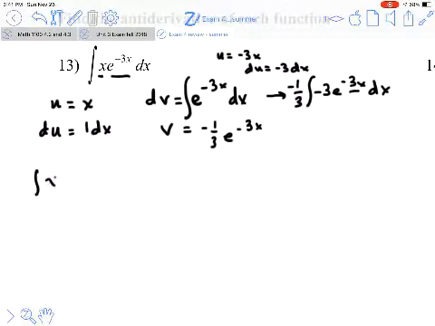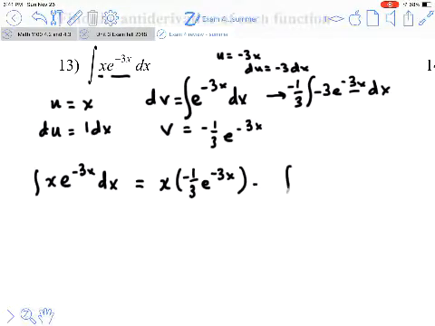So the original problem that we had can be rewritten as the integral of u times dv. Now we can use integration by parts. Integration by parts says we've got to write u times v minus the integral of v.